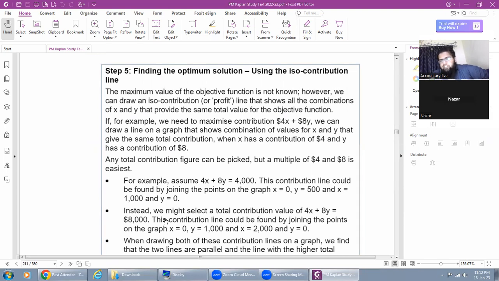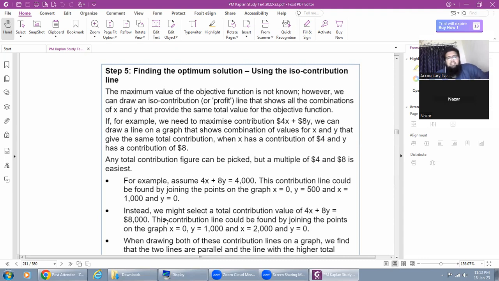Now we have to use that objective function, the iso-contribution line. If, for example, we need to maximize contribution 4x plus 8y, we can draw a line on the graph that shows combinations of values for X and Y that give the same total contribution, when X has a contribution of 4 and Y has a contribution of 8. Any total contribution figure can be picked, but a multiple of 4 and 8 is easiest. For example, assume 4x plus 8y equals 4000. We are just assuming it.